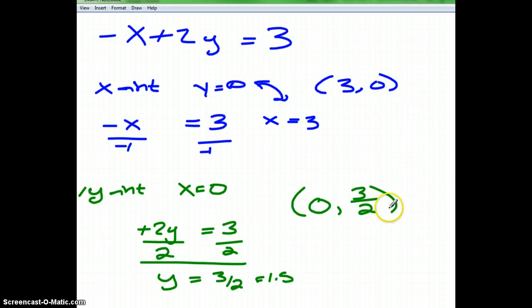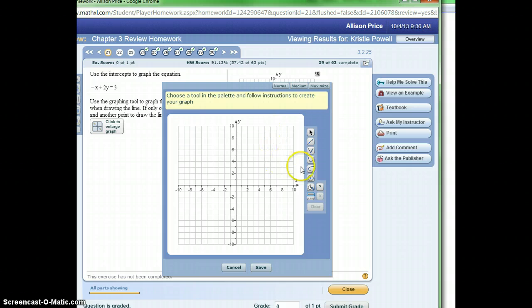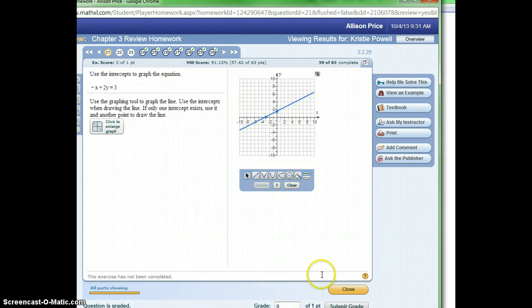So these are my two intercepts. I'm going to go ahead and graph those. Alright, so click on my graph, make it bigger here. The first one was negative 3, 0, so negative 3, 0. And the second one was going to be positive 3 halves, so positive 1.5. Okay, so let's save that one and go to the next one.